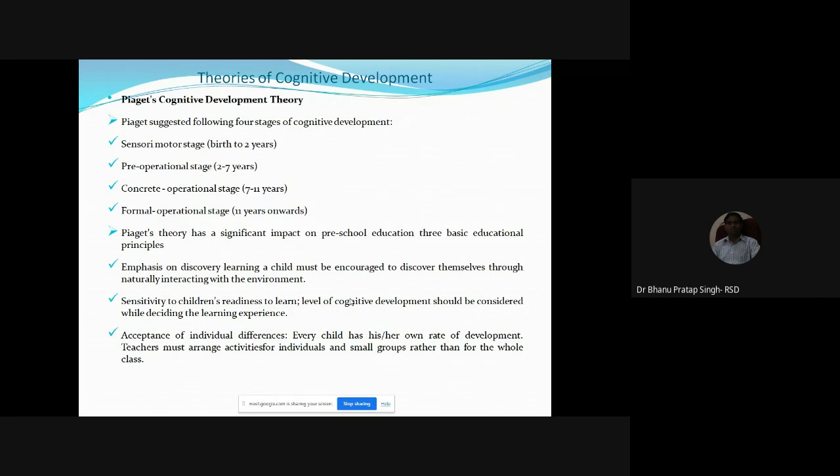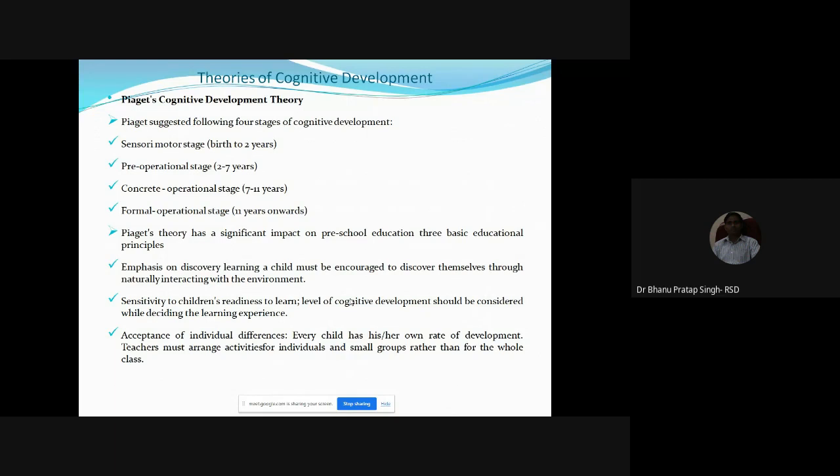One is emphasis on discovery learning. A child must be encouraged to discover for themselves through naturally interacting with the environment. So, three basic educational principles of Piaget's theory, and one is the emphasis on discovery learning. The second is sensitivity to children's readiness to learn. So the level of cognitive development should be considered while deciding the learning experience.